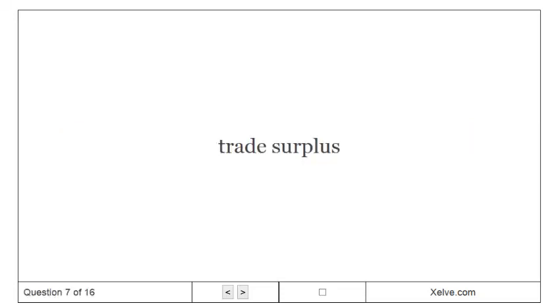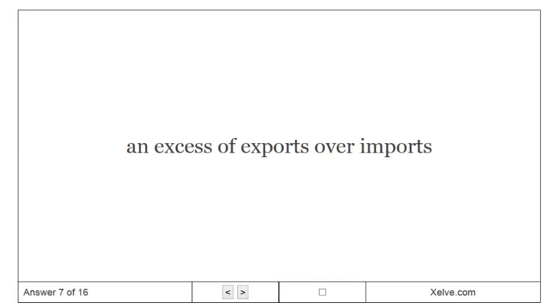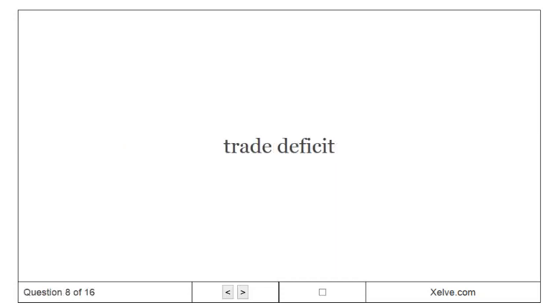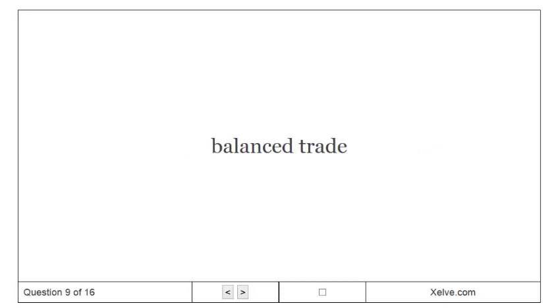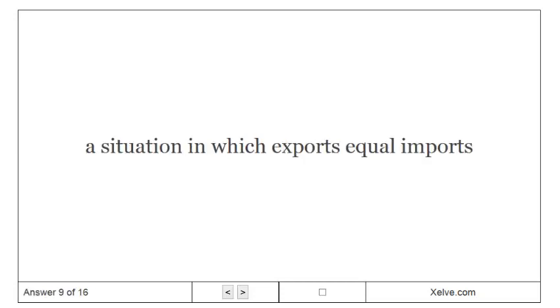Trade surplus. An excess of exports over imports. Trade deficit. An excess of imports over exports. Balanced trade. A situation in which exports equal imports.